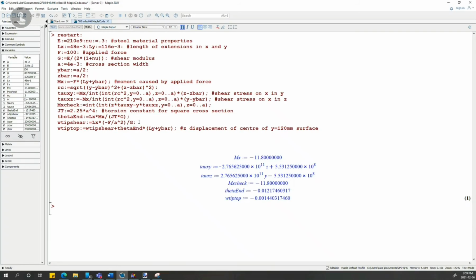And then I calculated the total z displacement of the end of the y extension based on the z displacement due to shear plus the angle that the end of the x extension twists through times the distance from the y face to the centroid. And we can see the results below.